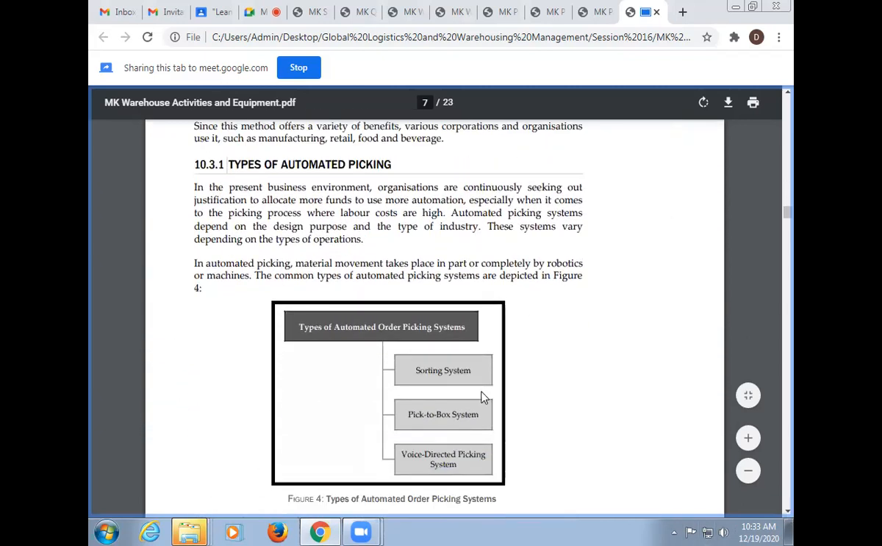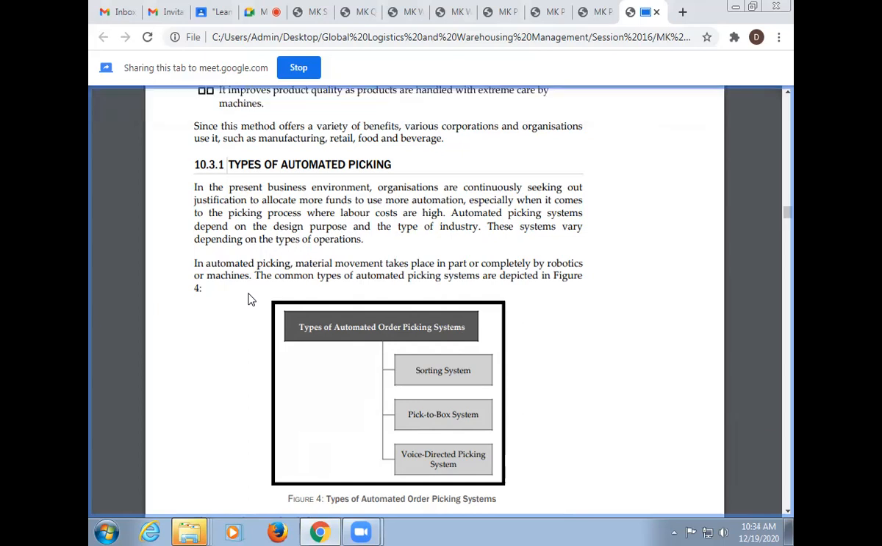Types of automated picking systems: sorting system, pick to box system, voice-directed picking system. In the present business environment, organizations are continuously seeking justification to allot more funds to use more automation, especially when it comes to the picking process, where labor costs are higher. Automated picking systems depend on the design, purpose, and the type of industry. These systems vary depending on the type of operation. In automated picking, material movement takes place partly or completely by robotics or machines.